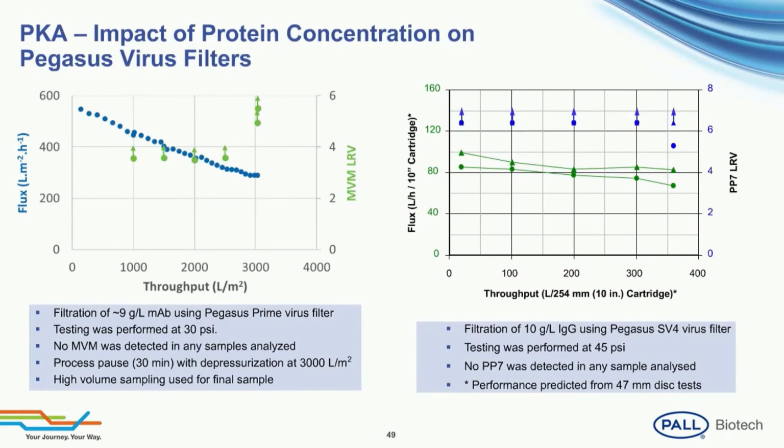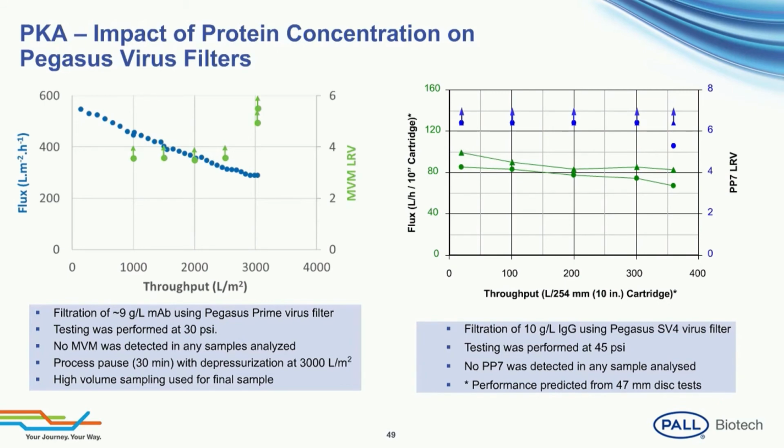As part of prior knowledge assessment, suppliers provide these data to understand the impact of protein concentration on Pegasus virus filter performance. So the left-hand graph depicts the performance of Pegasus Prime virus filter. The study was conducted using 9 gram per liter of mAb. Testing was performed at 30 psi with high throughput and incorporating 30 minutes of process interruption with depressurization at 3000 liter per meter square. And we can see that no MVM was detected in any samples analyzed.